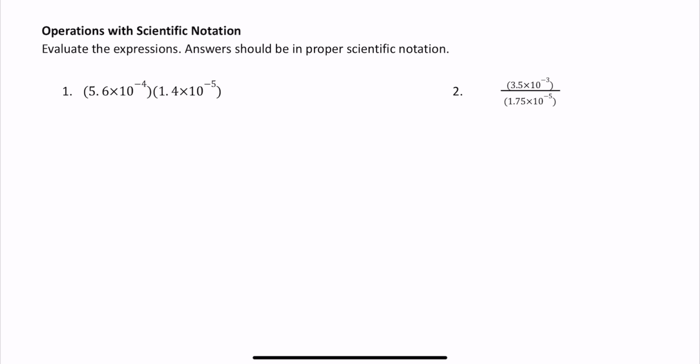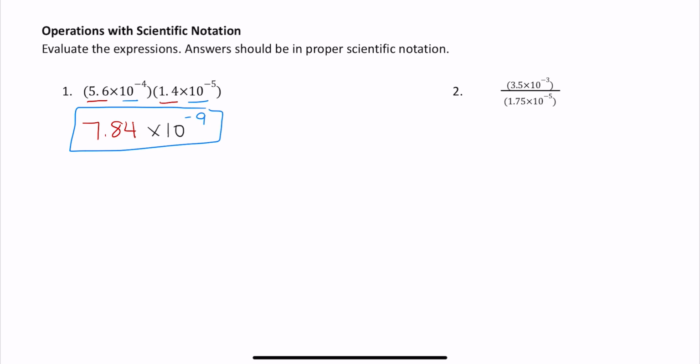So here I can see that I'm multiplying, and I'm going to multiply like bases. Again, numbers are like bases. So I'm going to do 5.6 times 1.4, which is 7.84. And then this is going to be times 10 to the negative 4 times 10 to the negative 5. When you multiply like bases, you add your exponents. So negative 4 plus negative 5 is going to be negative 9. So my final answer is 7.84 times 10 to the power of negative 9. Again, that's a lot better than having to go back and forth between standard form and scientific notation.